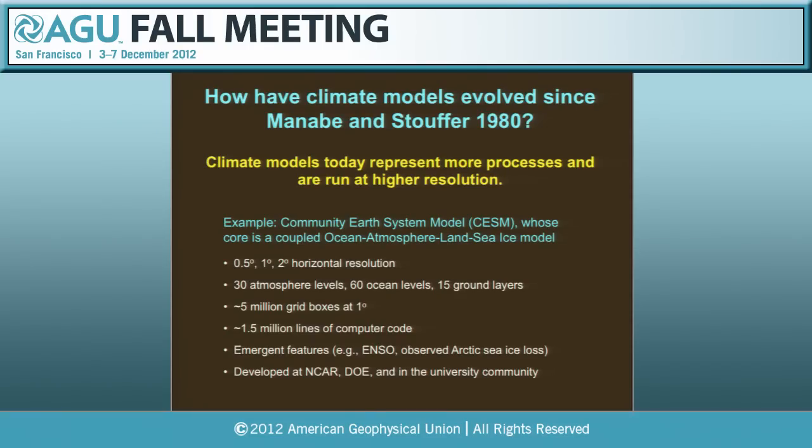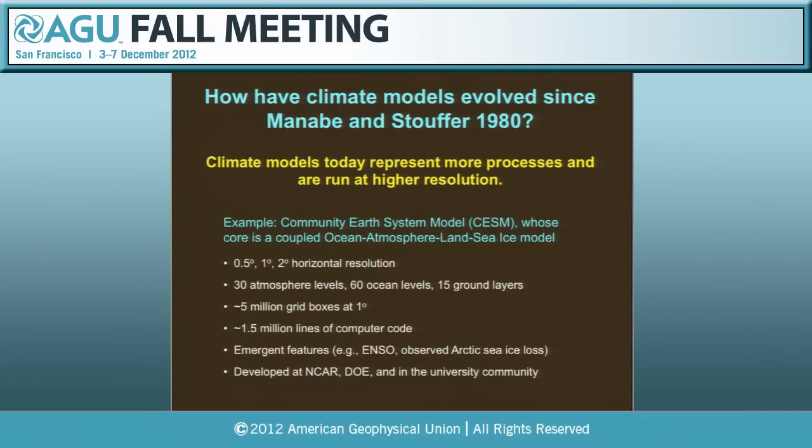So an example of a climate model, for those who aren't as familiar with the climate modeling world, is the Community Earth System Model, which is developed at NCAR. But its core is very similar to the model used by Manabe and Stouffer, which was developed at GFDL. And here I just have some statistics about this model. It's a very complex machine. It's been developed by many people over decades.